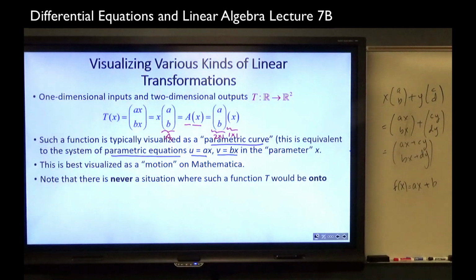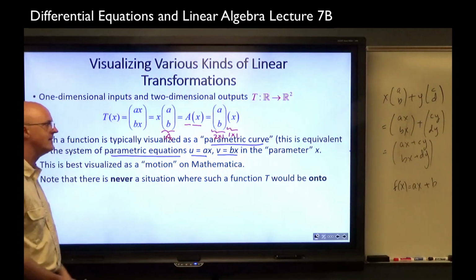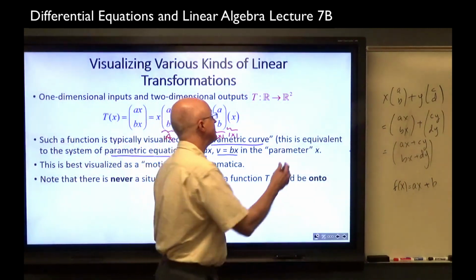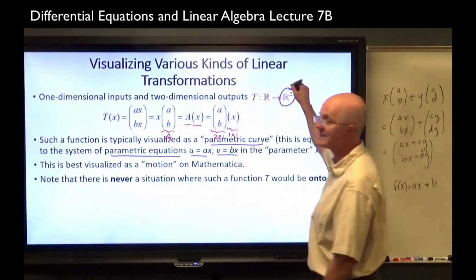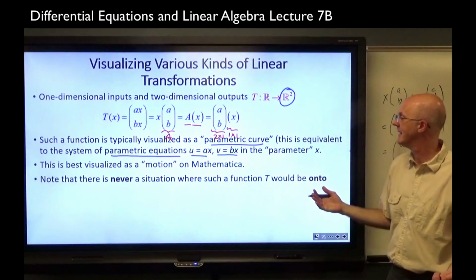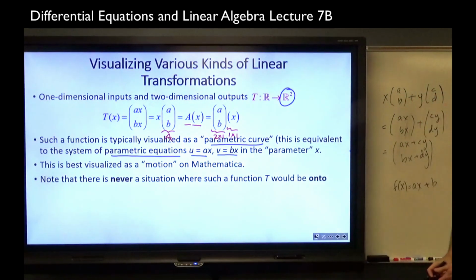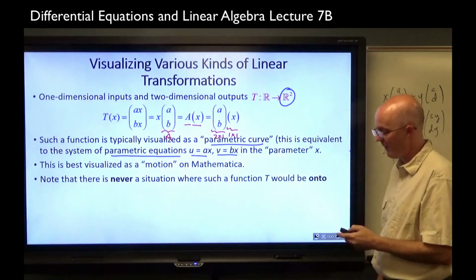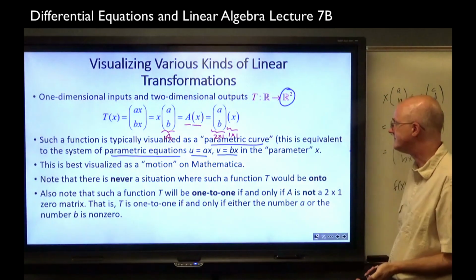Before I do that, note that there's never a situation where such a function would be onto. The output space is two-dimensional space in this case. There are going to be plenty of points in the plane that are not going to be on the line defined by these parametric equations. They're not going to be a possible output of this function, and therefore there's no way this is ever going to be onto. However, it's usually one-to-one.